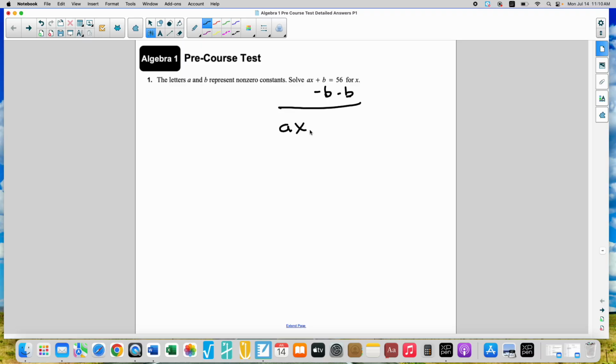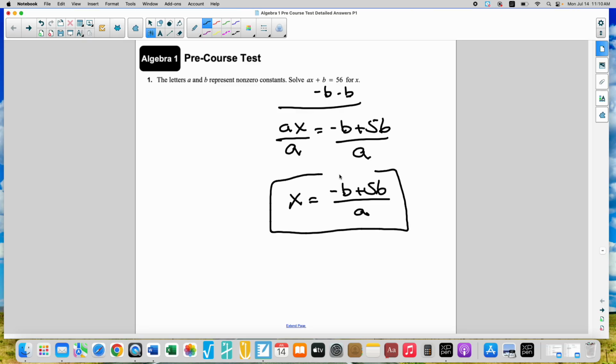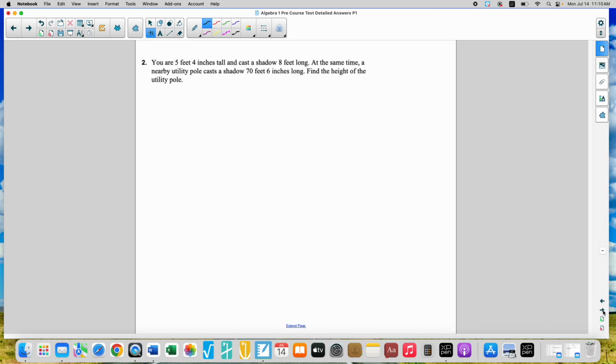So that leaves us with ax equals negative b plus 56. They are unlike terms. These cannot be combined, so that's why. And we always put the variable before the constants. And now we're going to divide by a, and we get x equals the opposite of b plus 56 over a. And that was really simple. When we have multiple variables, we like that because, unless they're like terms, we can't simplify it. So much of this can't be simplified. So that would be the answer we would expect from you.